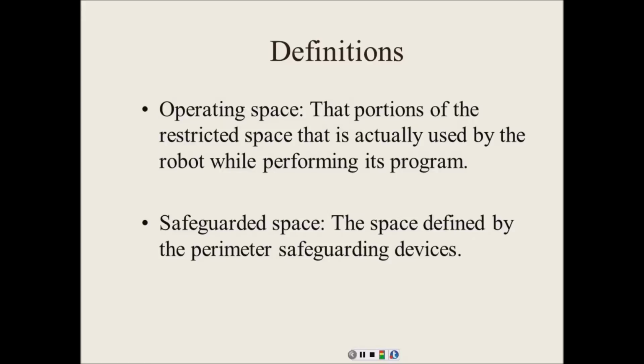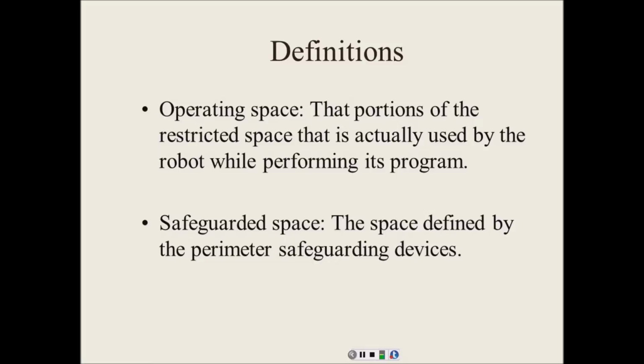Safeguard space. This is a space defined by perimeter safeguarding devices. So we might restrict the robot, but then again we might have a fence around the robot, right? You understand? And the fence around the robot might be bigger than the restricted space. So the restricted space is where we restrict the movement of the robot.